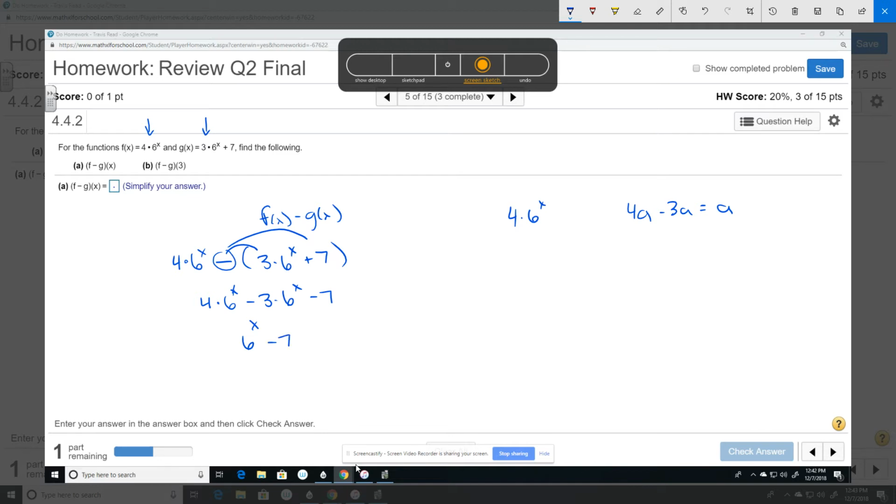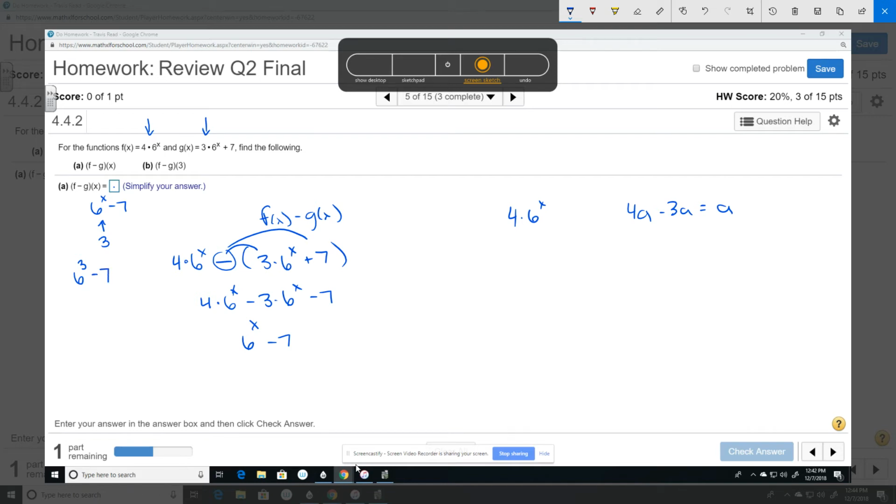So that's going to be part A. That'll be your answer for part A. You would put 6 to the x minus 7. Then it wants, what's f minus g of 3? And all that means is I've already found f minus g. So all I have to do is plug 3 in for x. So 6 to the third minus 7.